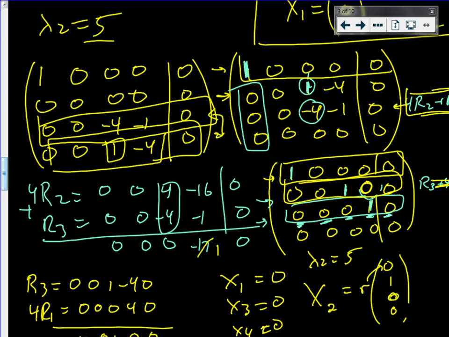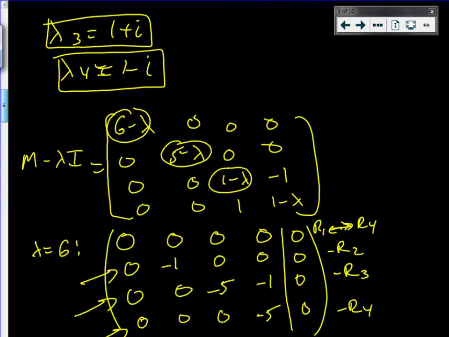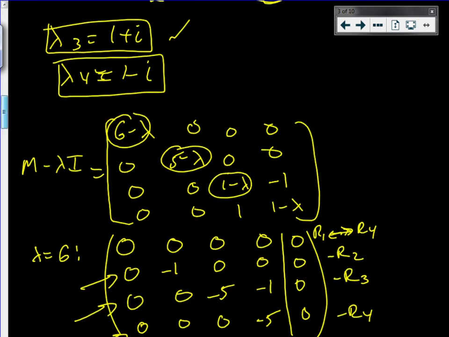R times 0 is 0. That's what X1 is. R1 times 1. Sorry, R1 times R is R, which is what X2 equals. R times 0 is 0, which is what X3 should equal. And R times 0 is 0, which is what X4 should equal. Okay, we found X2. Now, X3 is 1 plus I.